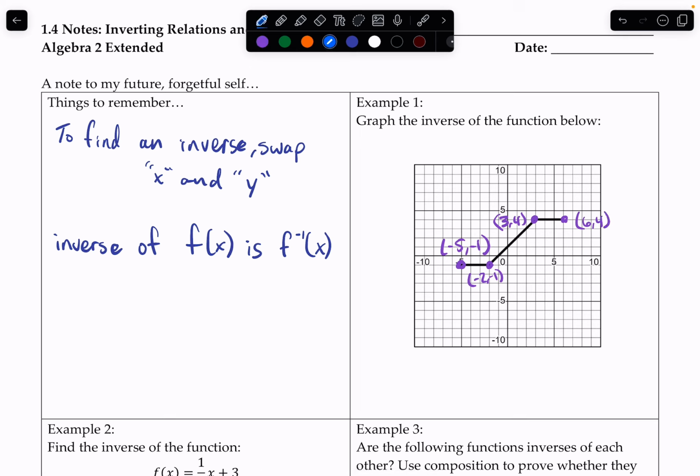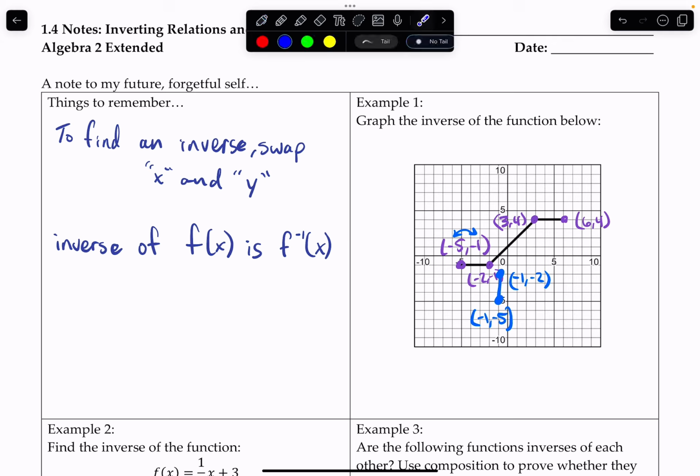If I want to find the inverse of this, all I've got to do is find the exact opposite coordinates. So if this was f of x, f to the negative 1 of x is going to have the x's and y's flipped. So I'm just flipping these to find the inverse. So my new point would be at -1, -5. So back 1, down 5. This is my inverted point. Okay, and then I would have one at -1, -2. I can connect those dots.